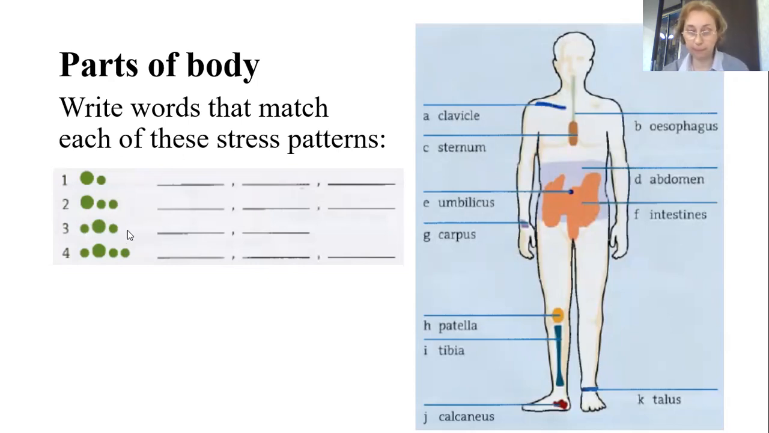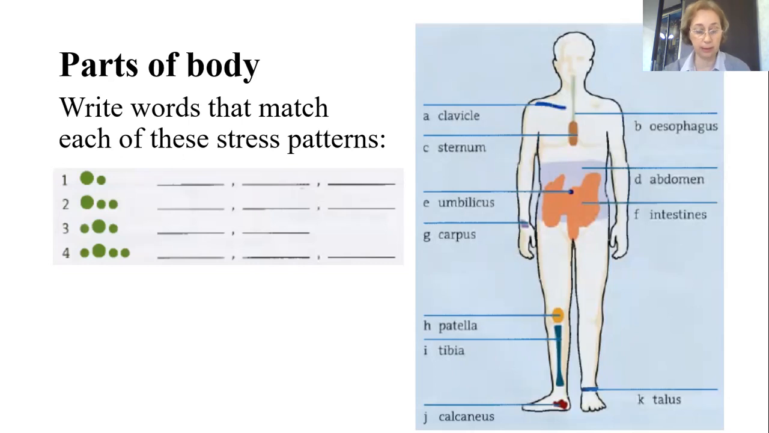So the second group, the words consisting of 3 syllables where the first syllable is stressed. What are they? Abdomen. Clavicle. Patella, abdomen. What else? Clavicle and intestines. I think no. Calcaneus, talus. So abdomen, clavicle, and calcaneus. No, it's for the third. No. Abdomen, clavicle, and this one, tibia. Oh, tibia. Yeah, tibia.